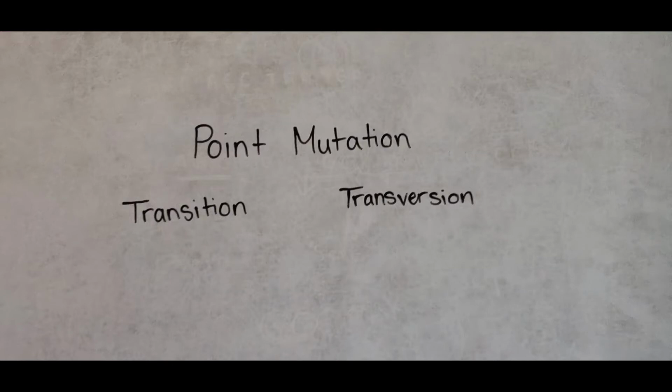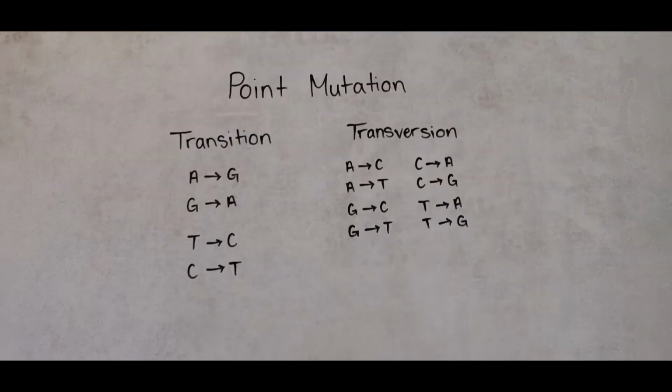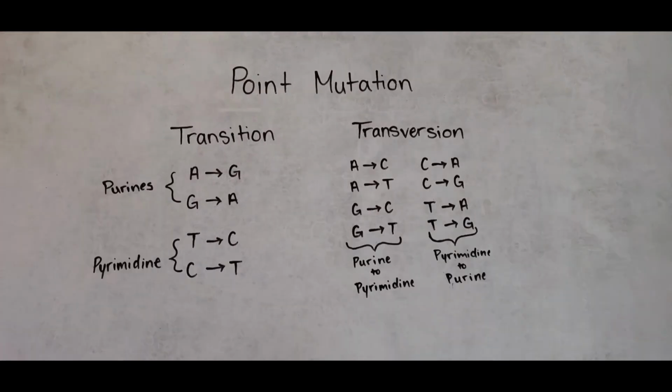A point mutation is when a base is substituted for another base. You can have transition point mutations that are purine to purine and pyrimidine to pyrimidine, or you can have transversions which are purine to pyrimidine and pyrimidine to purine. Recall the purines are A and G while the pyrimidines are T and C.